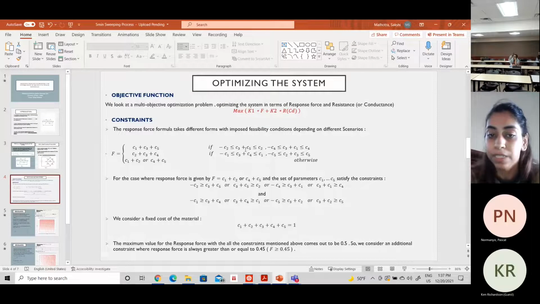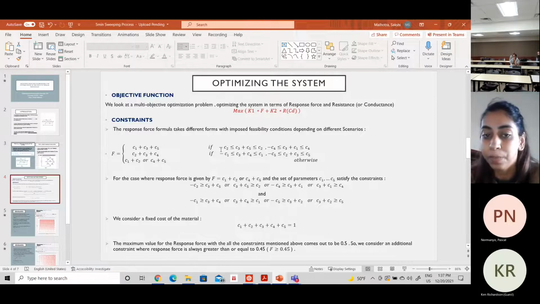So we have some feasibility conditions corresponding to each response force formula. And for the third case, where the response force is either C1 plus C2 or C4 plus C5, the constraints are exactly the opposite of what we have here.